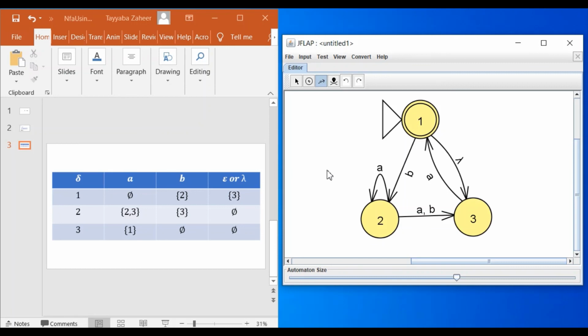This is the complete NFA which we have constructed using JFlap.